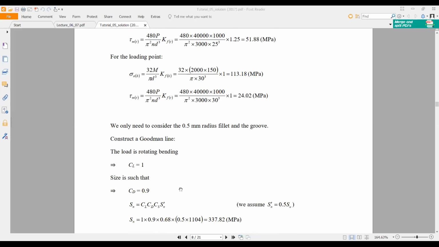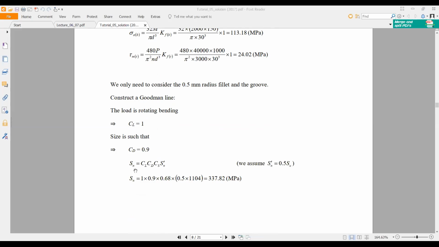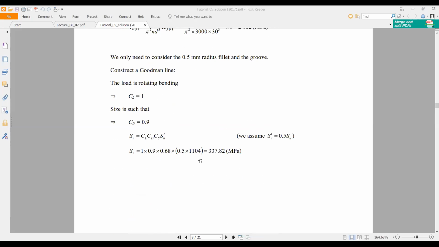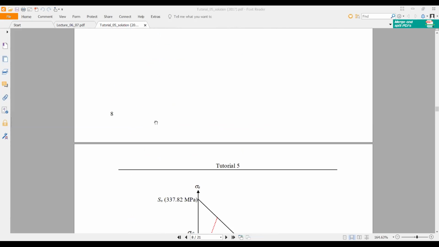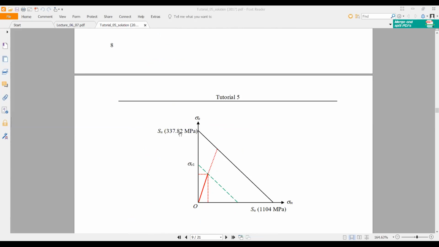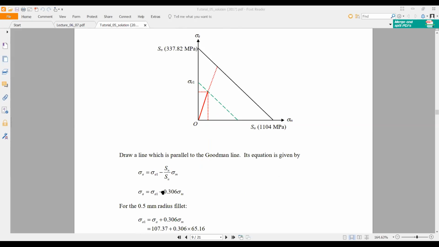So then you need to find the strength without substituting Kf here. We know the CL and CT values, so you can find the endurance limit. Then you can draw the Goodman line like this, and if you want, you can find the equation, because we already know the ultimate strength and endurance limit values. Substitute here, and it simplifies after substitution. So this is the equation.